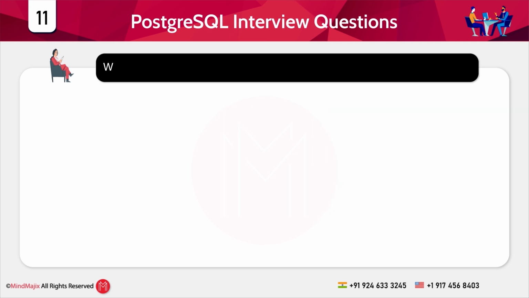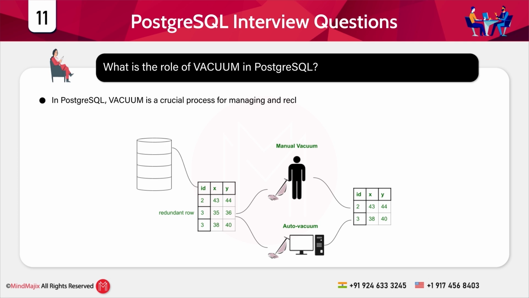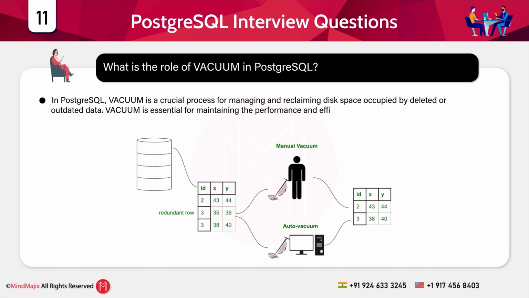The next question is, what is the role of vacuum in Postgres? So basically, in Postgres, vacuum is a crucial process for managing and reclaiming the disk space which has been occupied by deleted or outdated data. Vacuum is essential for maintaining the performance and the efficiency of a Postgres database, especially in scenarios with frequent updates and deletes. And now there are two tasks that vacuum performs in PostgreSQL.